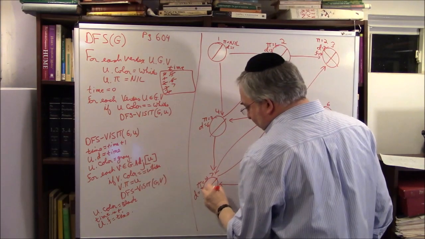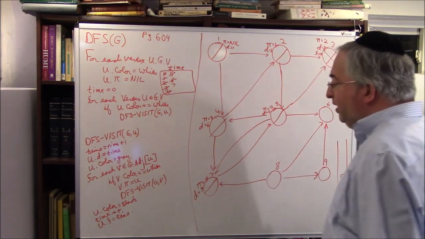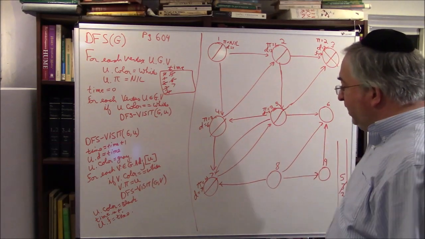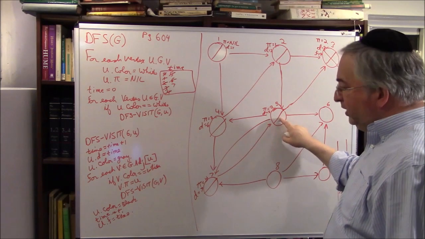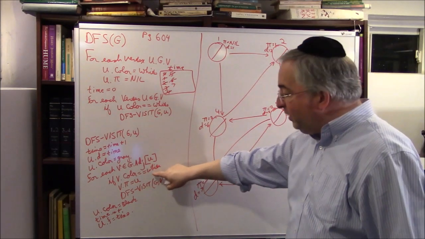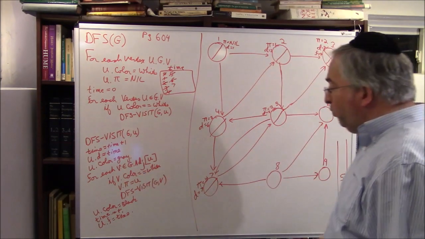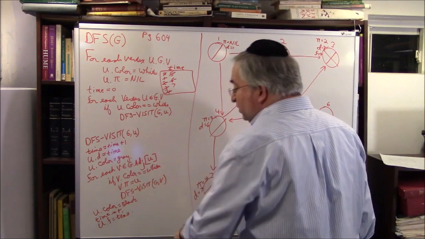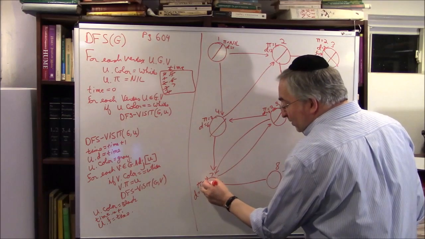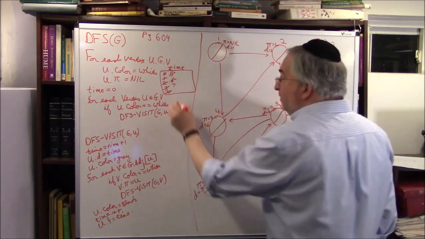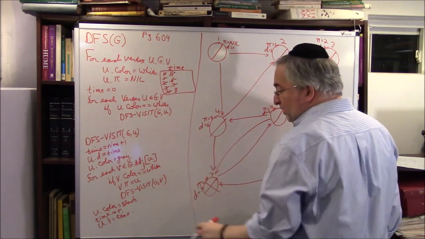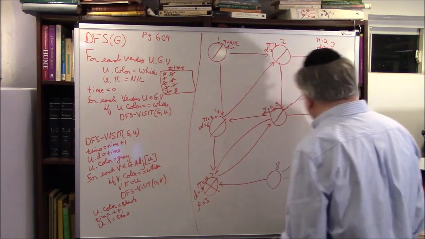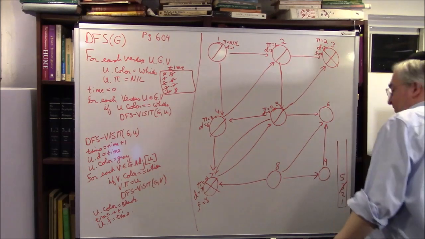Color is gray. Now we look at each one of the children of 7. So let's go through it. 7 has only 1 child. We look through that child. It is not white, so we don't do this. We are now finished. We only had 1 child. We now make 7 black. We increment the time to 8. We set the final time as 8. And I still didn't make a mistake.